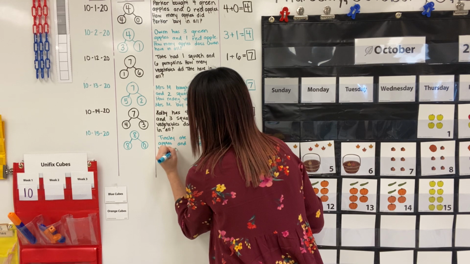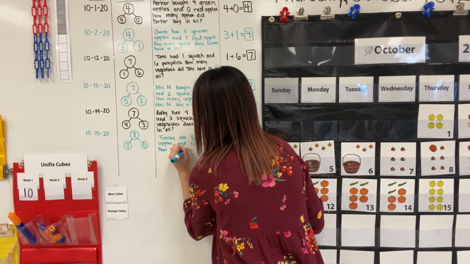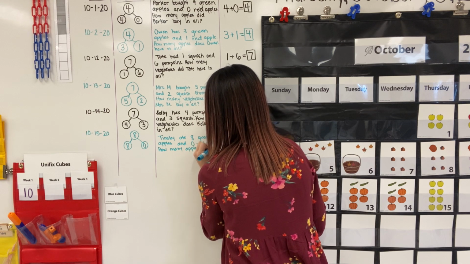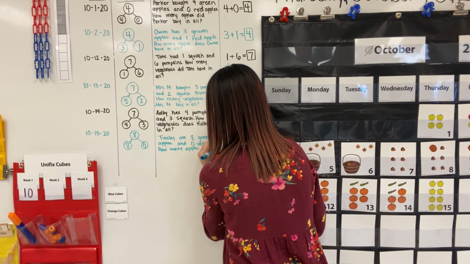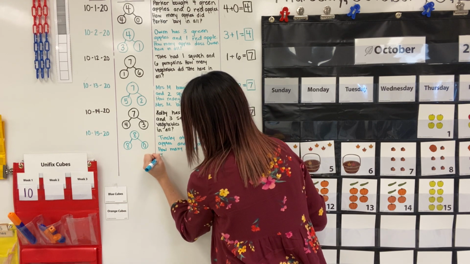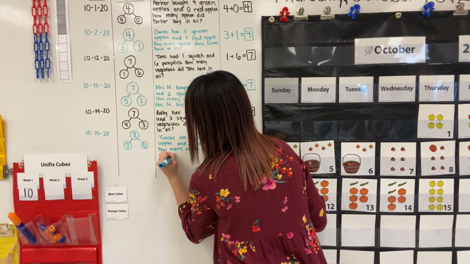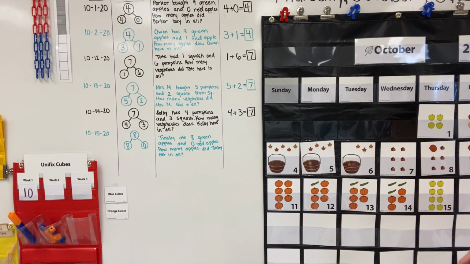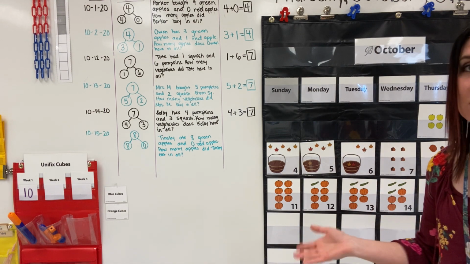How many apples did Tinsley eat in all? Tinsley ate 8 green apples and 0 red apples. How many apples did Tinsley eat in all?